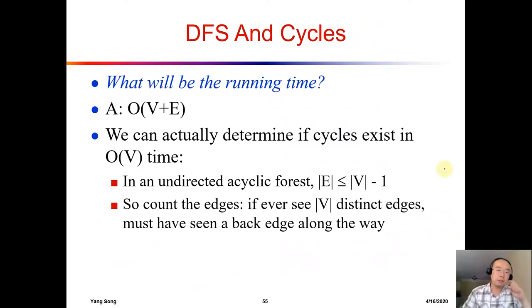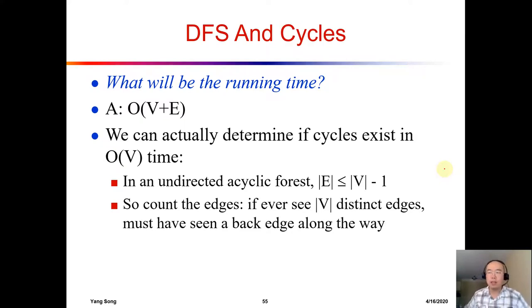So in the next part, what is the running time of the DFS? For the DFS, we know it is O(V + E). And what is the time complexity if we want to determine whether a cycle exists? That is O(V) time.